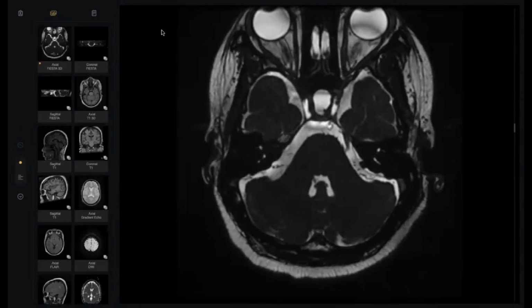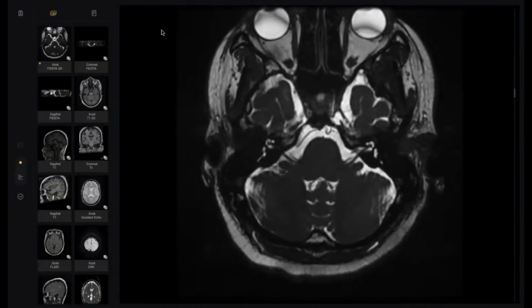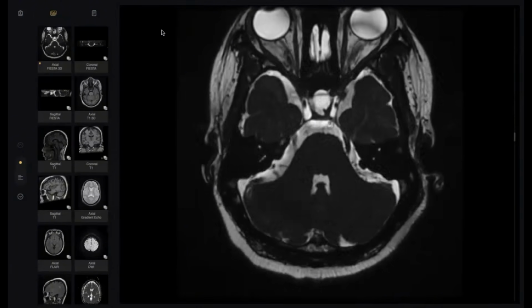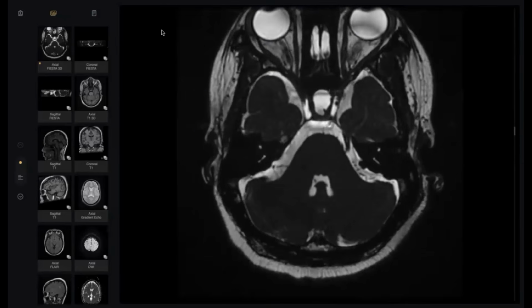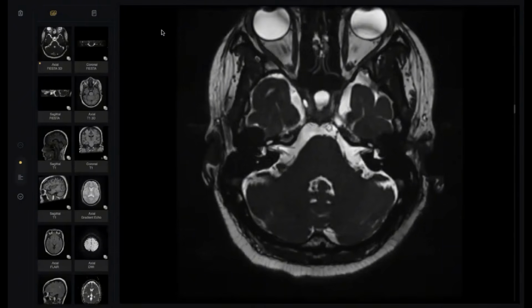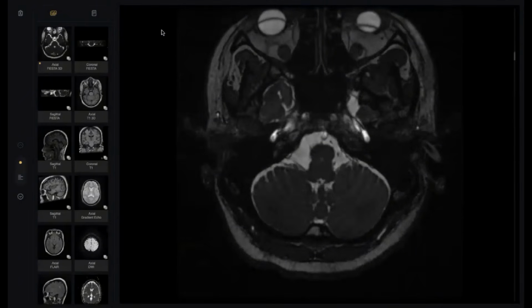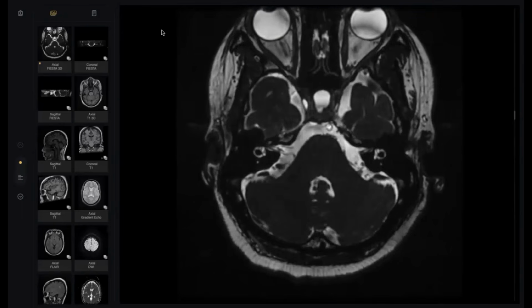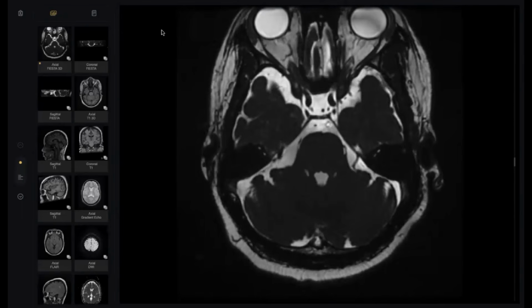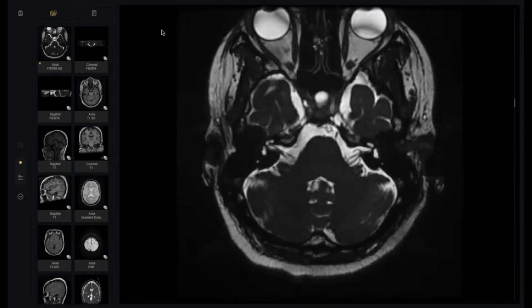Okay. So I can now see the right trigeminal nerve. Here it is. And this is the Meckel's cave. The Meckel's cave on the right side is slightly narrowed. Okay. Did you detect any obvious pathology here? Yes or no? No, I didn't.